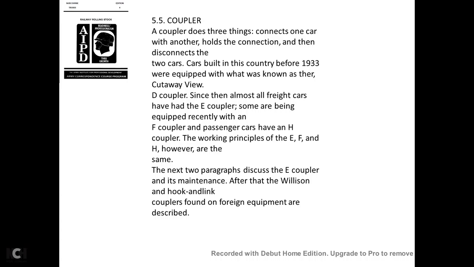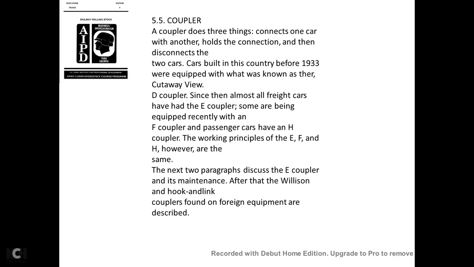5.5. The coupler does these three things: connects one car with another and holds the connection, then disconnects the two cars. Cars built in this country before 1933 were equipped with what is known as the cutaway view, the decoupler. Almost all freight cars have had an E coupler, some are bearing equipment, and recently an F coupler. Passenger cars have an H coupler. The working principles of E, F, and H are the same.